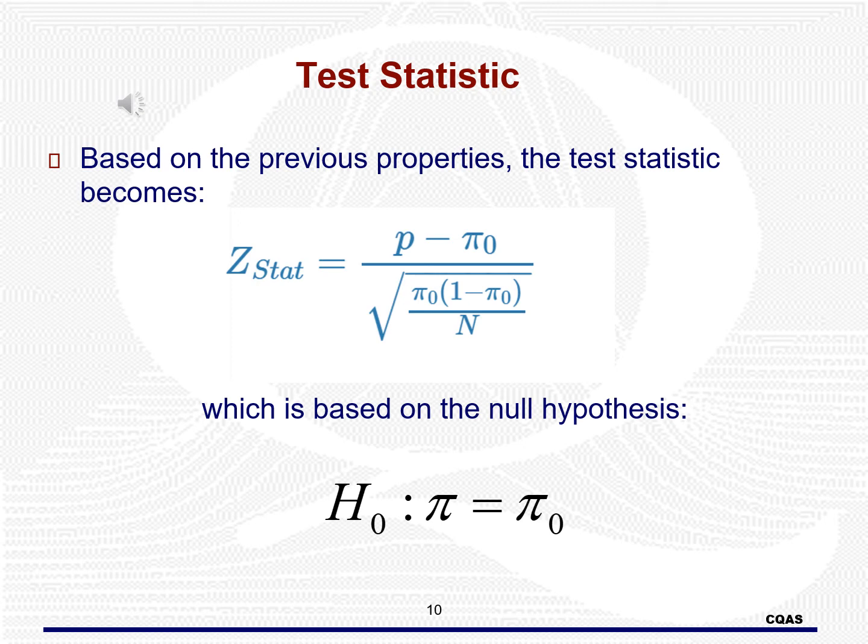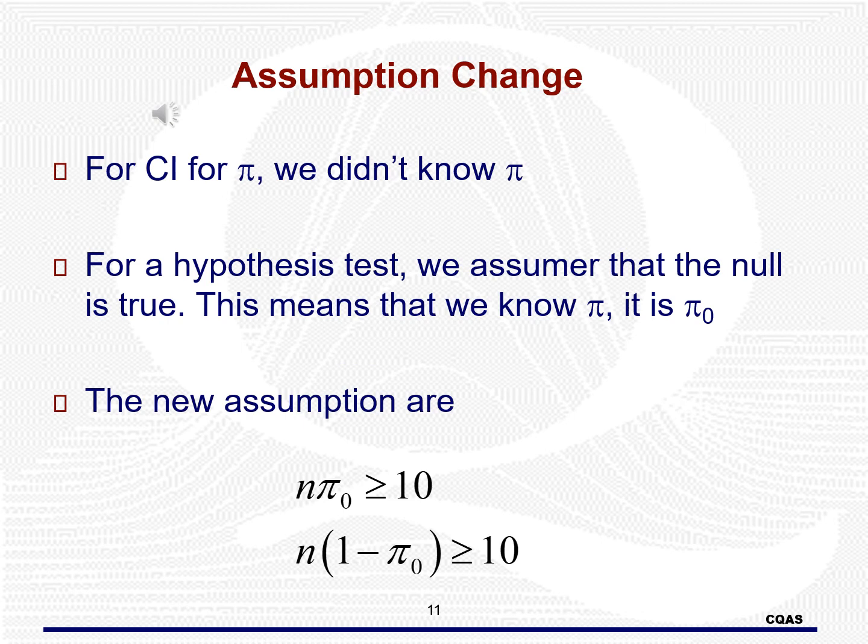Let's look at our assumptions. At this point, we will adjust the assumption. For the confidence interval, we did not have an idea about pi, so we use the sample proportion. Now when we run a hypothesis test, we make an assumption about pi and assume that it's true. Now we can use it directly in the assumption. The new assumption is given in the slide.